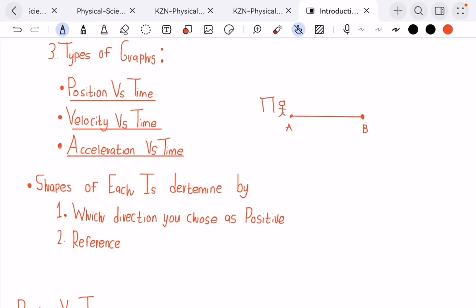Because distance or displacement is relative. In other words, you must say 2 meters from something. For example, if I'm here, I can say I'm 2 meters from my house, right? So my house is my reference. It's something that I'm referring to. I'm saying I'm 2 meters from it. So I use my house as my reference, right?